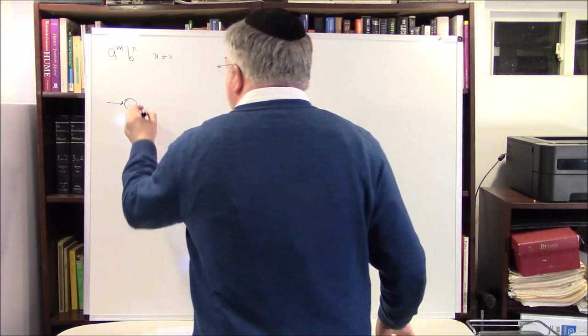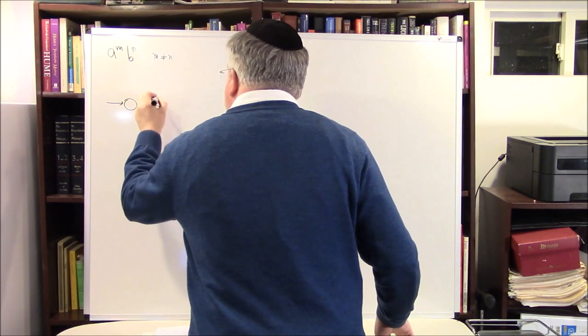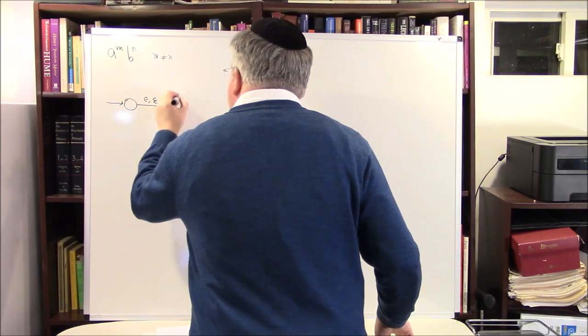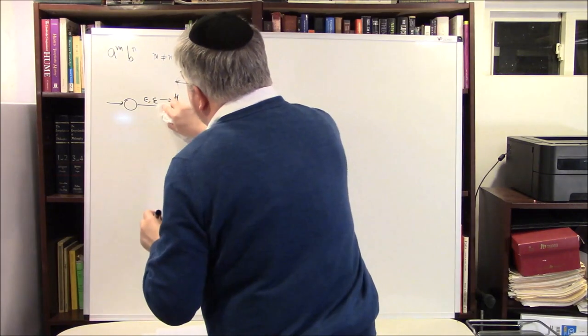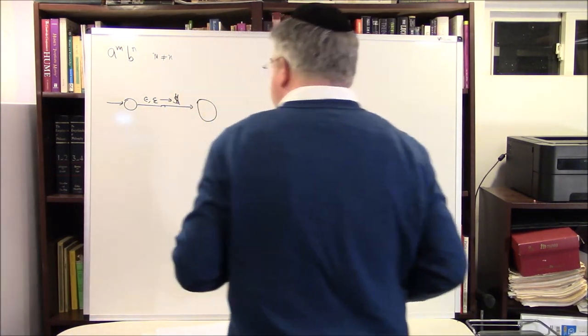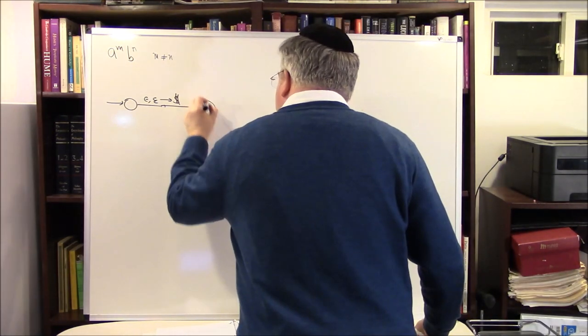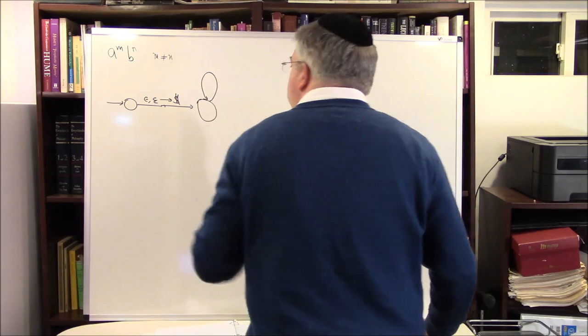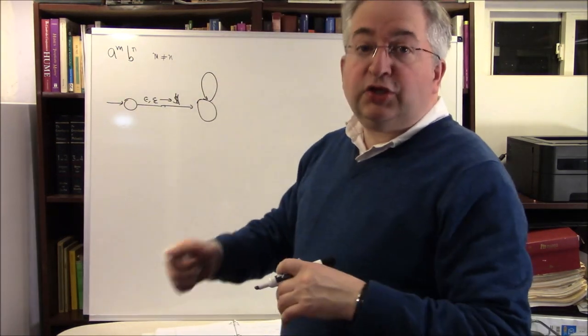As we said before, the first thing you do is you put down the dollar sign. You always first push down the dollar sign because you want to have a way of talking about the bottom of the stack. Okay, great. Then you have the following. You have a stack. You're going to read in a bunch of A's, and then you're going to read in a bunch of B's.